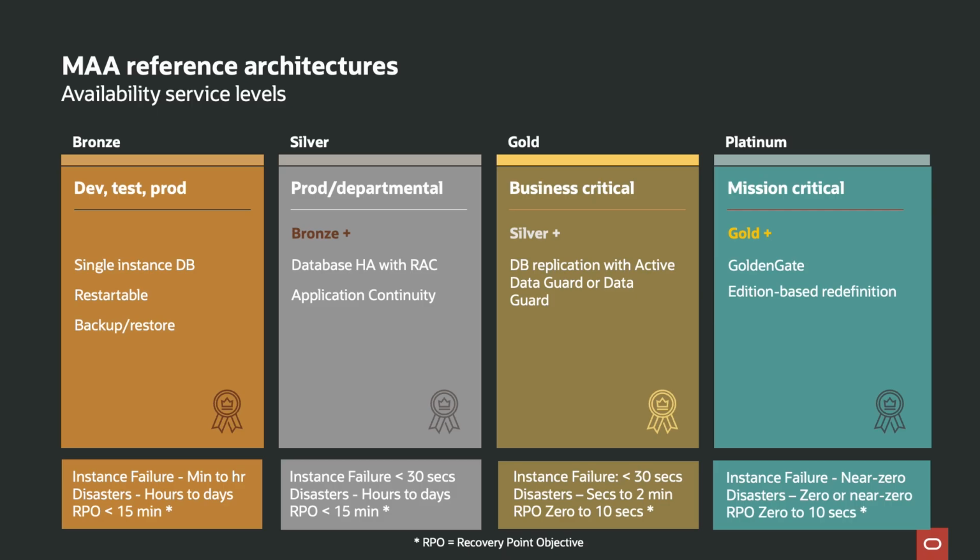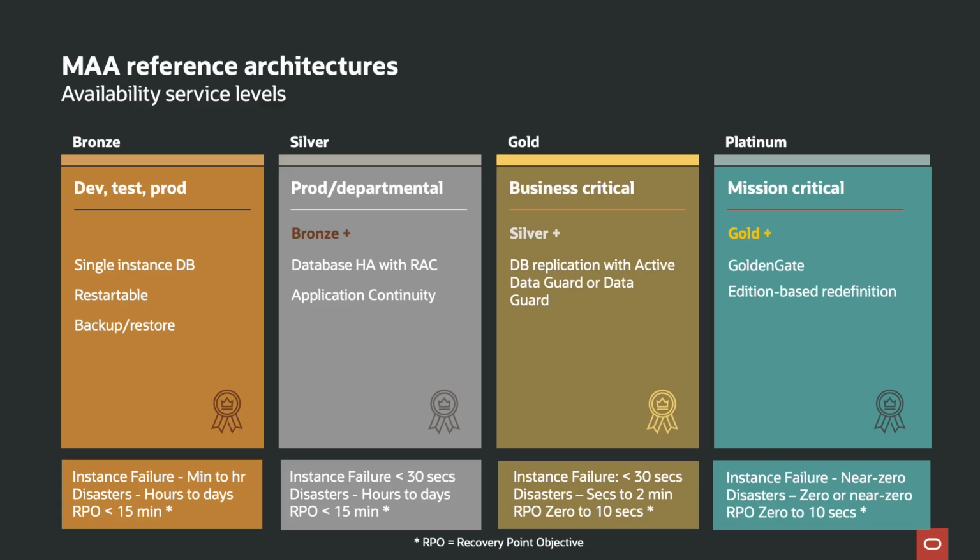It's a single instance restartability. We have a lot of features and functionality that are represented in bronze. If you look at the RTO and RPO at the bottom, you'll see the instance failures. We're looking at minutes to an hour from an instance failure just to restart. For disasters, such as a power outage, you may have to restore from backup. And from an RPO standpoint, what is your data loss risk? Well, it's since your last backup. We recommend under 15 minutes at the bronze level.